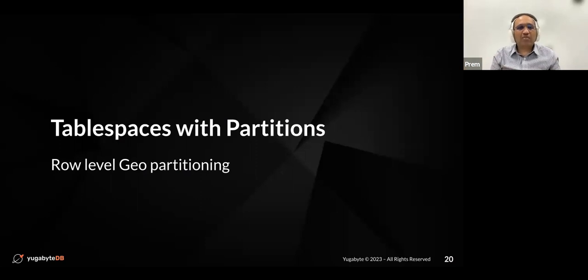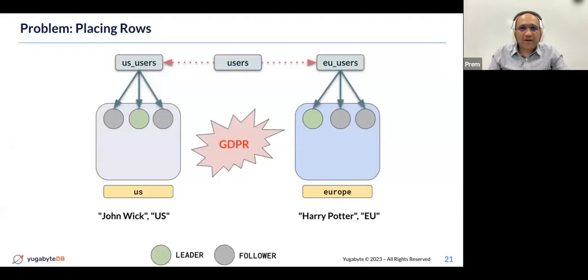2 different geos and place just the user rows separately, so that your application should actually see just one table, but the rows would be placed in different places. Let's see how to do that. So this is what we want, right? Initially, we said that US users are located here, European users are located here, but instead of talking to 2 different tables, it would be great if the application just talks to one table, users. Let's see how to do that.